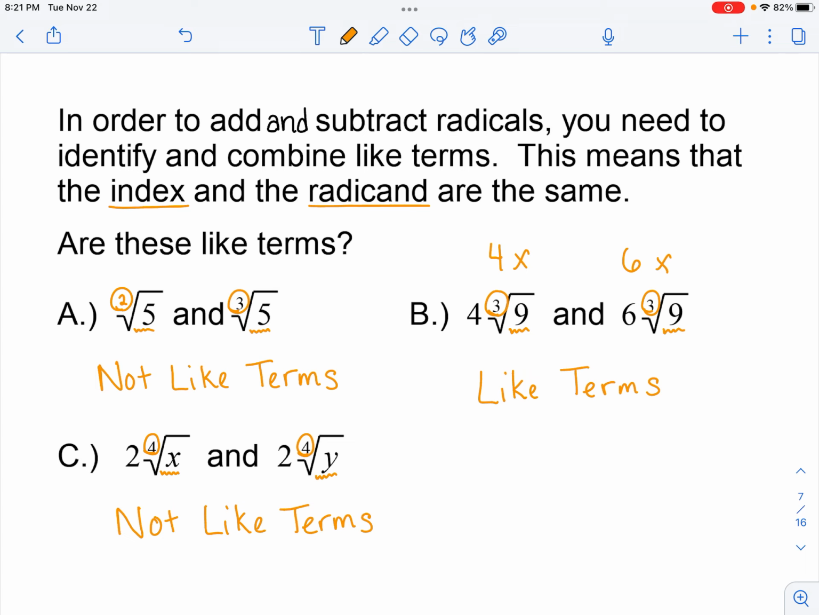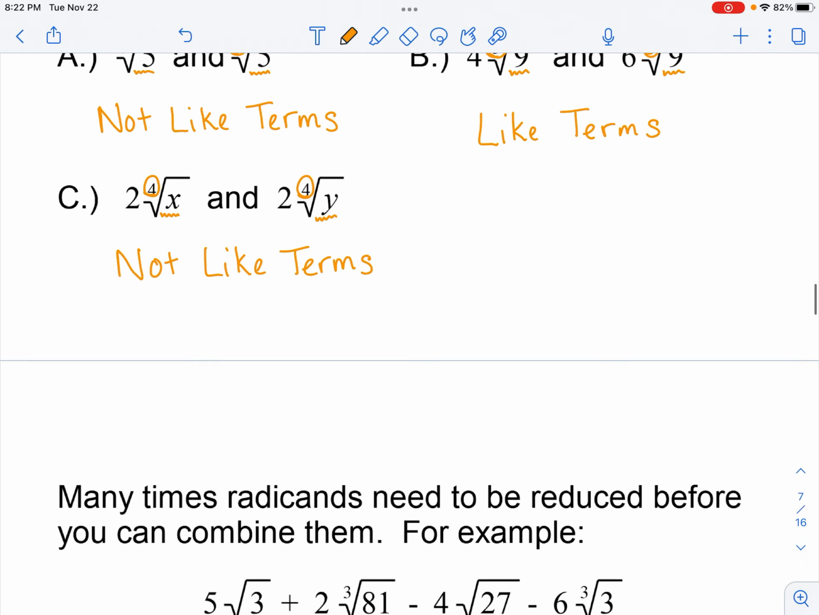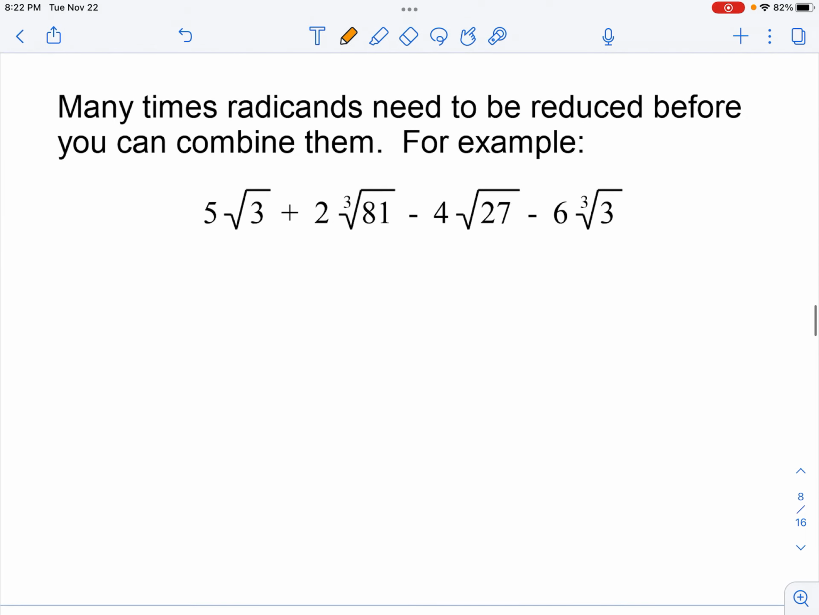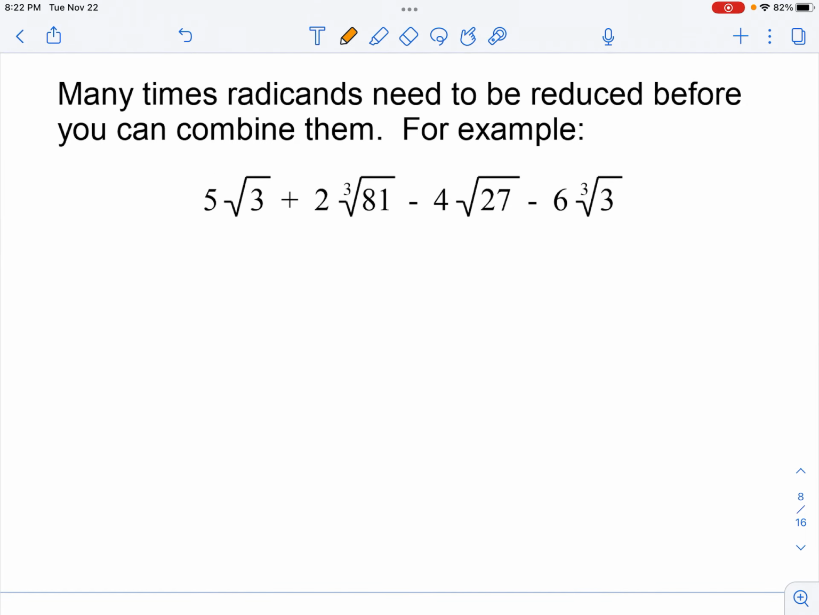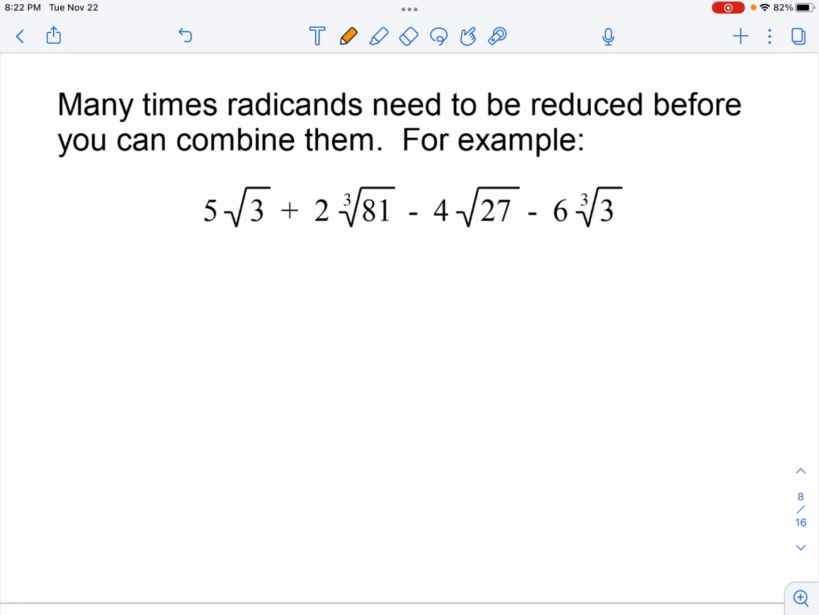So now we should be able to identify what are like terms and what are not like terms. The question then becomes, how do we add and subtract them? Same way we would any other terms. Once we can identify like terms, we can combine them together. Many times the radicands need to be reduced in order to identify what terms are and are not like terms, so we're going to simplify each of these.